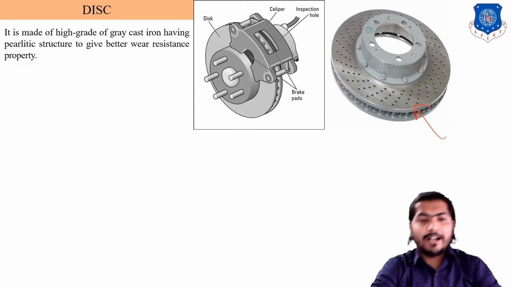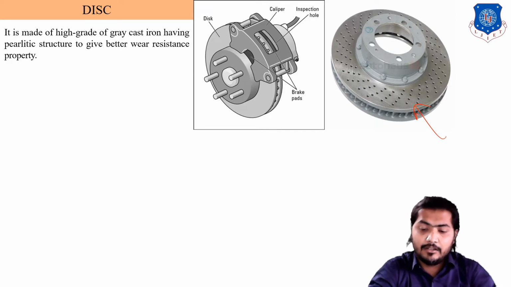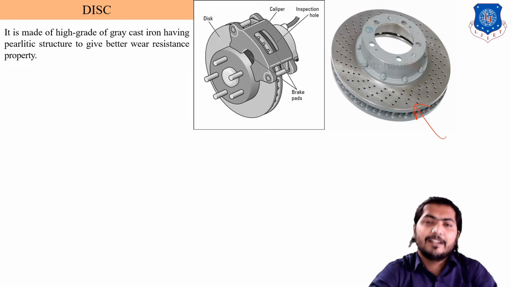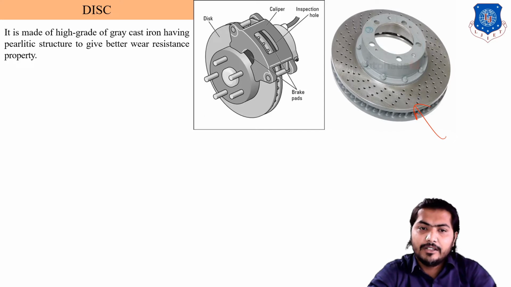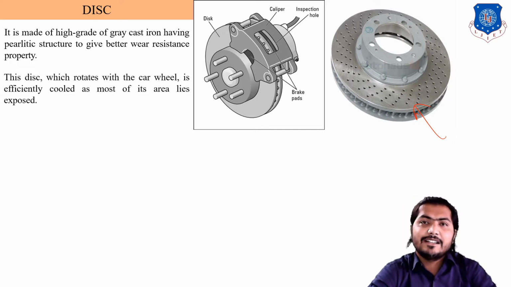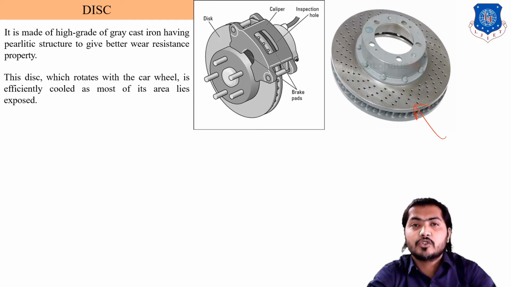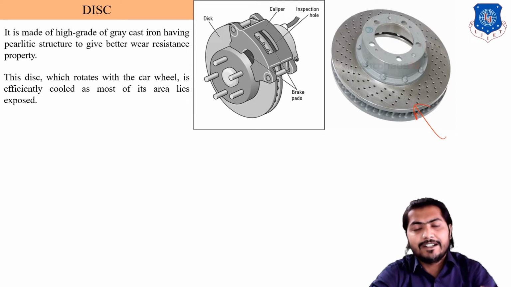It is made of high grade grey cast iron. This disc is made of grey cast iron because its heat transferring capacity is more, and it liberates the heat faster to the atmosphere, that means by convection. The structure gives better wear resistance. This disc, which rotates with the wheel, is efficient because most of its area is exposed to air, so heat dissipation is more.